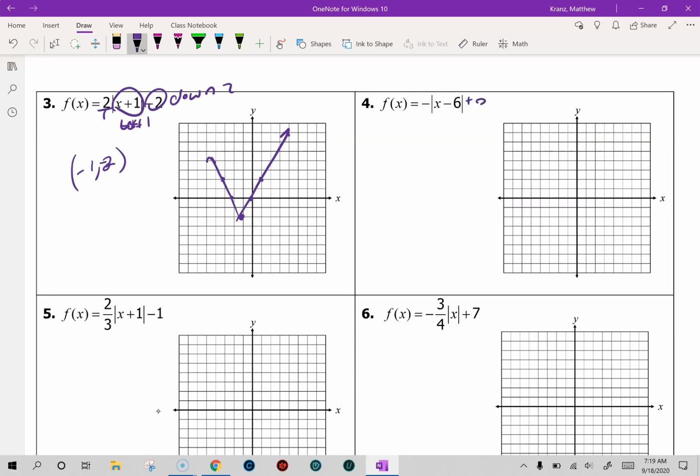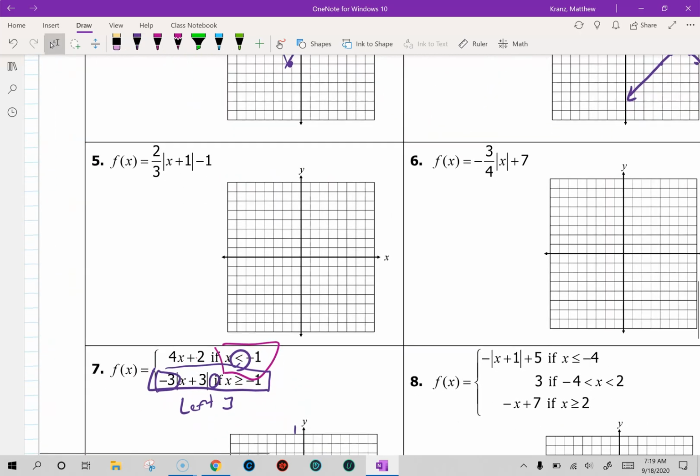On number 4, I see that there is nothing. It's like plus 0. So this tells me I am going to go right 6. So it gives me plus 6, 0. So that is my vertex right there. My slope is technically -1, -1 over 1. So I'm actually going down. That's my slope on the right side. And when I do it, it's going to look like this.